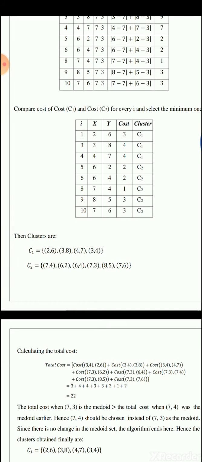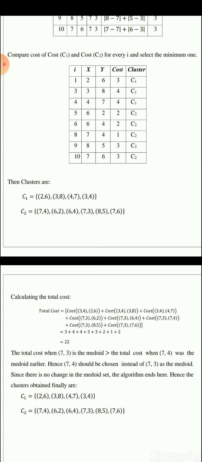Then calculate the total cost as we did earlier: cost of (3,4; 2,6), cost of (3,4; 3,8), cost of (3,4; 4,7) plus cost of (7,3; 6,2), cost (7,3; 6,4) plus cost (7,3; 7,4), cost (7,3; 8,5) plus cost (7,3; 7,6). You get the value 22. The total cost when 7,3 is the medoid is greater than the total cost when 7,4 was the medoid earlier. Hence 7,4 should be chosen instead of 7,3 as the medoid. Since there is no change in the medoid set, the algorithm ends here.